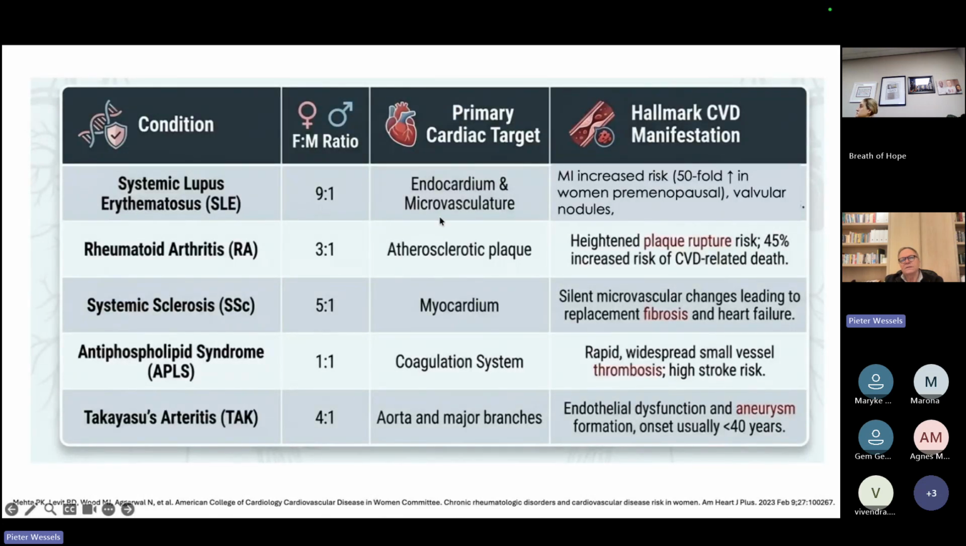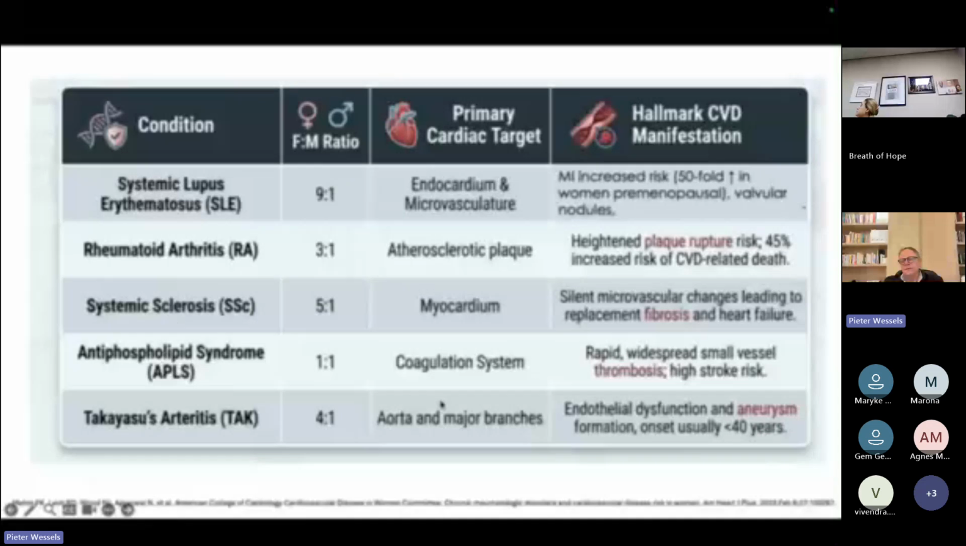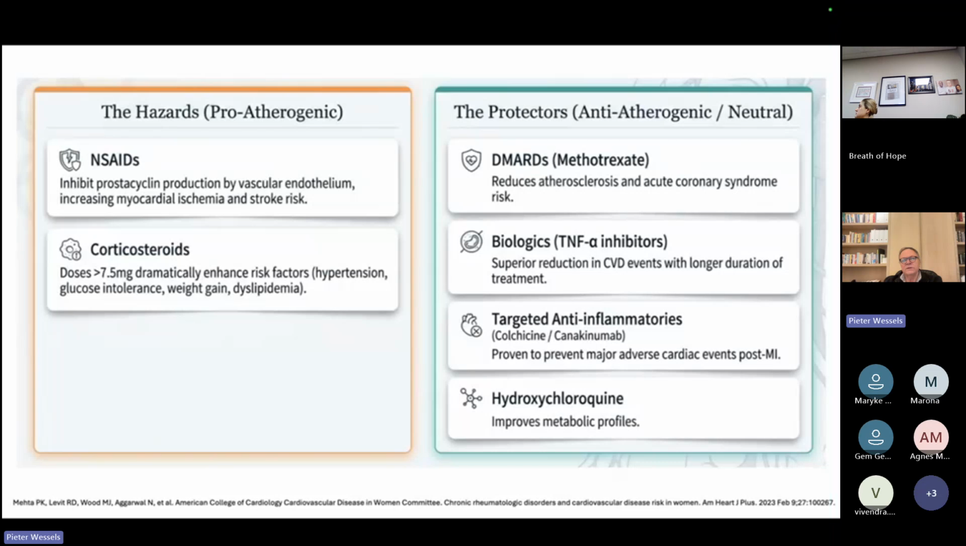SLE, same thing. We're going to say something about SLE, but there's a 50-fold increased risk in women premenopausal if they've got it for myocardial infarcts. Sclerosis, the primary target is myocardium, antiphospholipid syndrome, coagulation system, we'll say something about it, that crushes the major arteries, major branches of the aorta, we know that. And there your risk is aneurysm formation. But you can see here, it's really in all the different conditions. I've taken rheumatoid arthritis as an example.